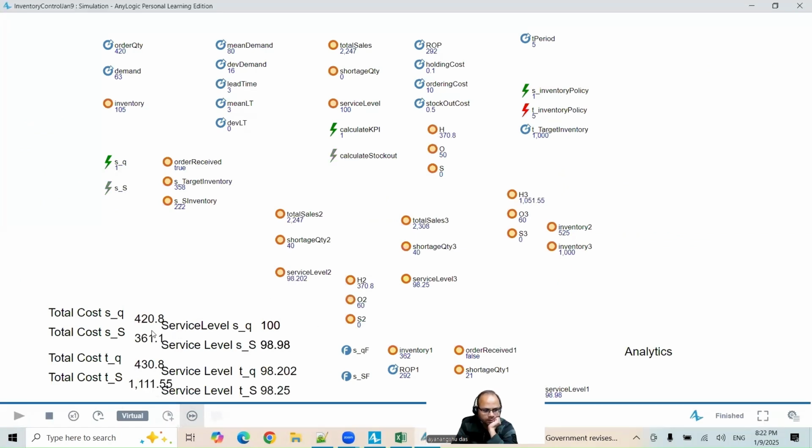In this case, as we see, we have the SS policy, which is having the least cost with a good amount of service level. So maybe we can decide with these parameters which policy we would want to go with. Because if we are going with SQ, maybe it has a slightly higher service level, but then the cost is also increasing. The TQ and TS policies are also a bit costly.